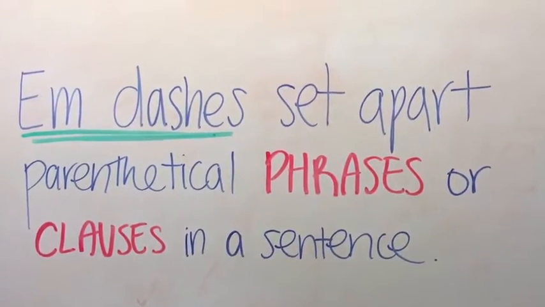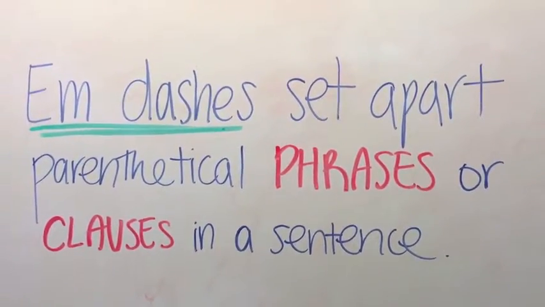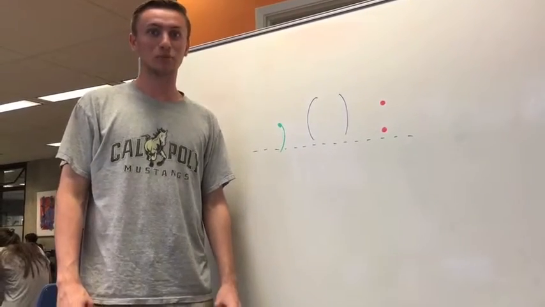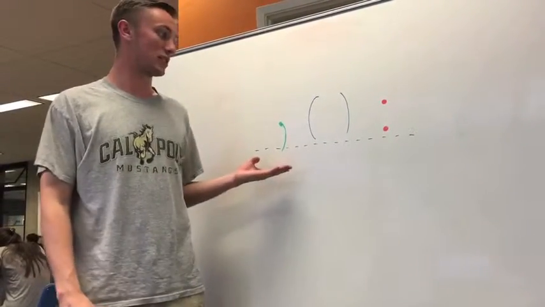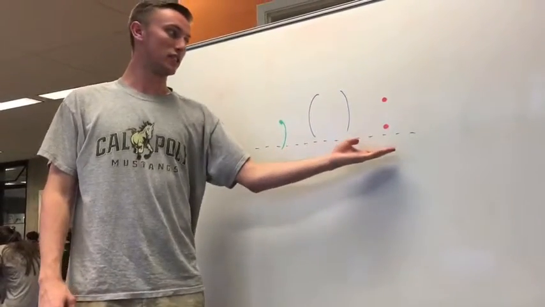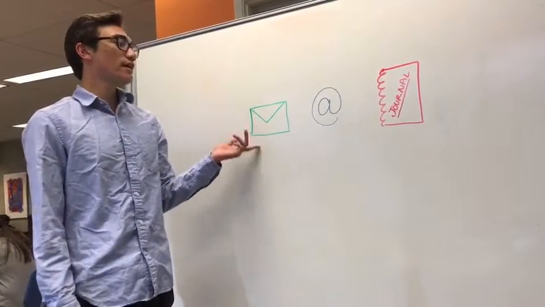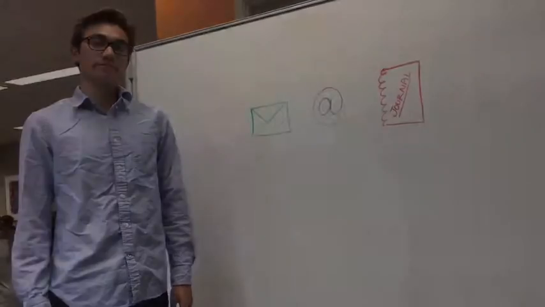Em dashes set apart parenthetical phrases or clauses in a sentence. The em dash is possibly the most versatile punctuation mark. Depending on the context, it can take the place of a comma, parentheses, or a colon. The em dash is generally used in more casual forms of writing, such as letters, emails, and journals, and should not be overused in formal writing.